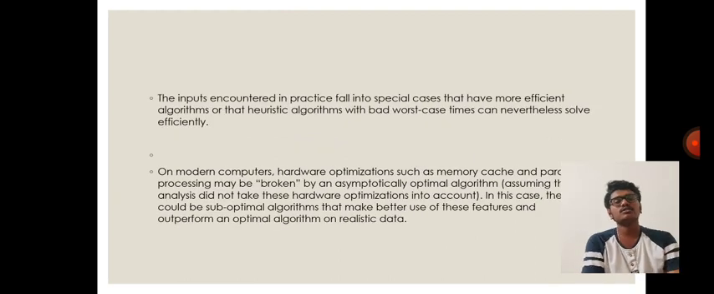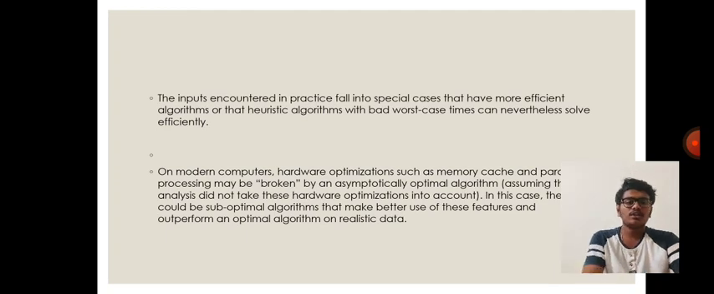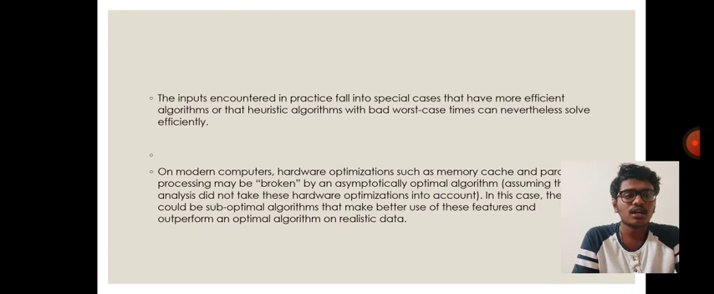The inputs encountered in practice fall into special cases that have more efficient algorithms, or that heuristic algorithms with bad worst case times can nevertheless solve efficiently.